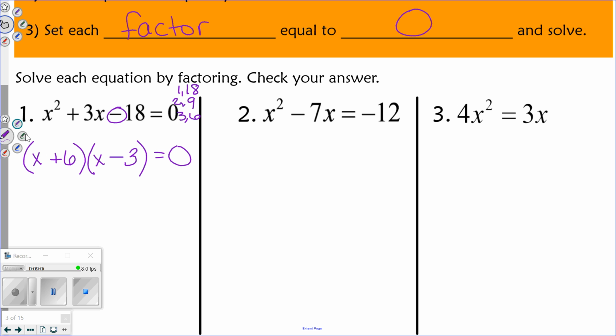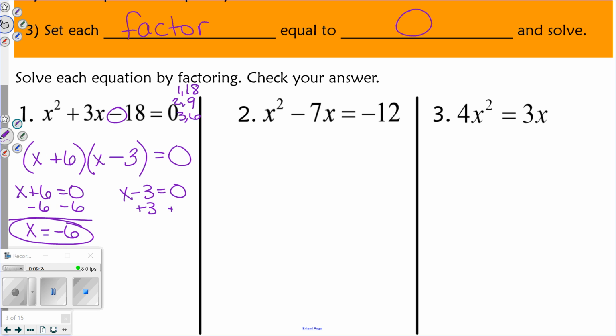All right, so once we factor, step 3 was set each factor equal to 0 and solve. So we'll have x plus 6 equals 0, x minus 3 equals 0, and then we solve. So x equals negative 6, then we add 3, x equals positive 3.